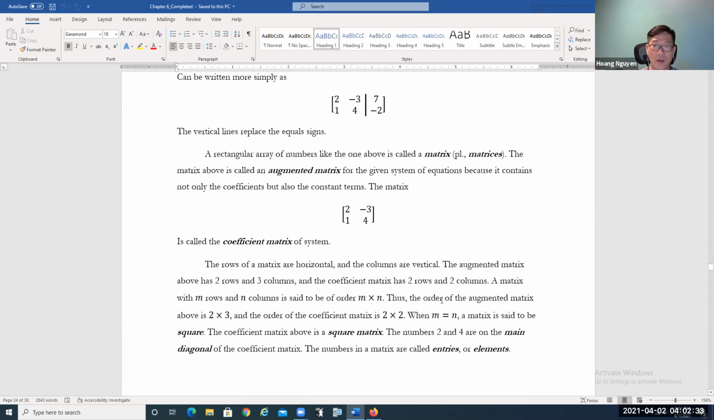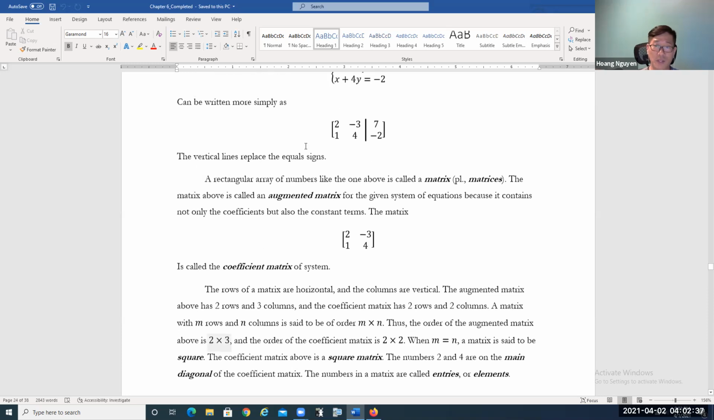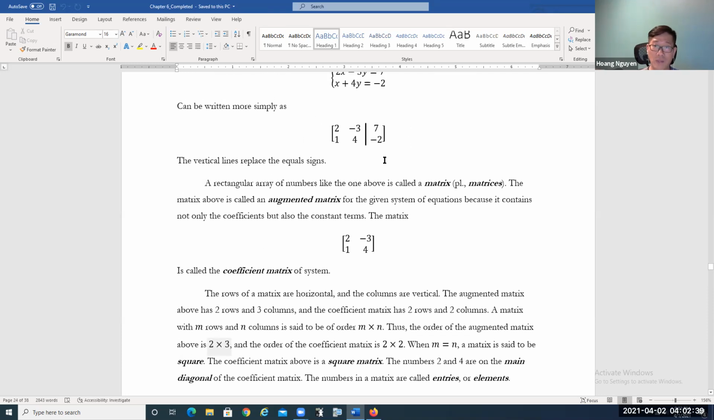Okay, the order of the augmented matrix above is 2 by 3. If you take a look at this augmented matrix over here, it has 2 rows and 3 columns, right? So it's going to be 2 by 3. For the coefficient matrix, it has 2 rows and 2 columns, so it's going to be 2 by 2.